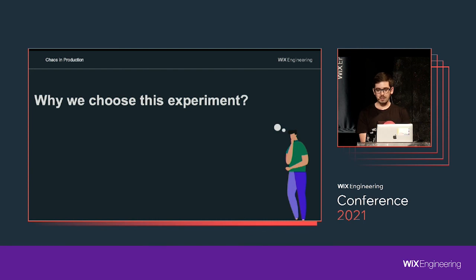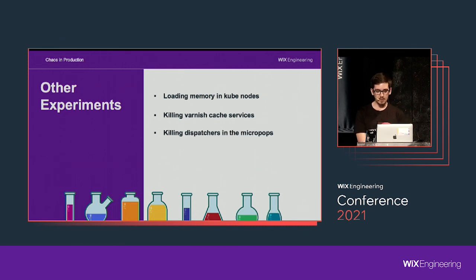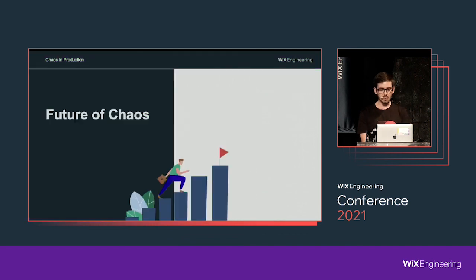Why did we choose this experiment? Because ISP links can die naturally. And we don't want the same situation that happened with Facebook recently to happen to us. That said, other than the ISP links, we have plenty more. We have overloading memory in kube nodes, killing varnish cache services, killing dispatchers in the micropubs, killing vault instances, killing all mesh-related pods, and more.